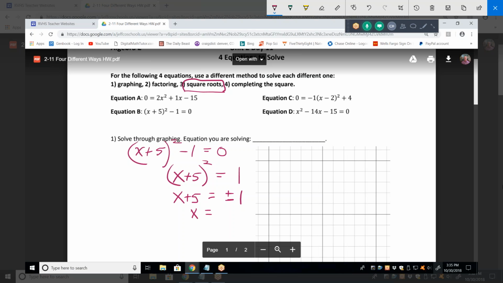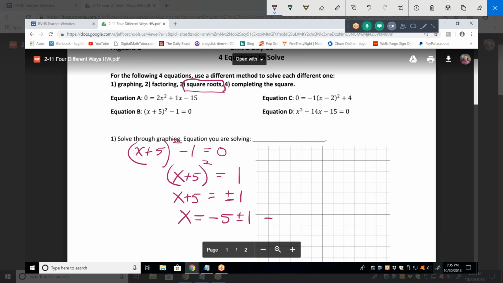Equals -6. It's one solution. Well, plus or minus 6. No. In other words, you don't do it quite like that. What I'm going to do is subtract 5 from both sides. You with me? Yes.